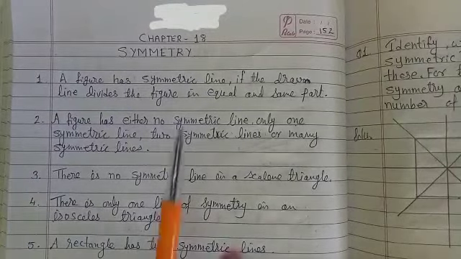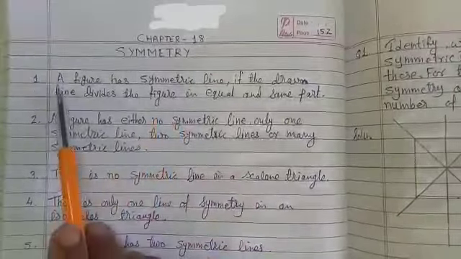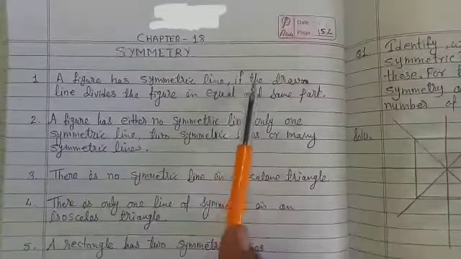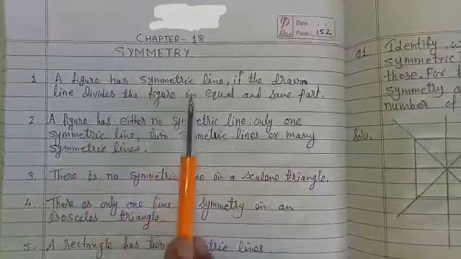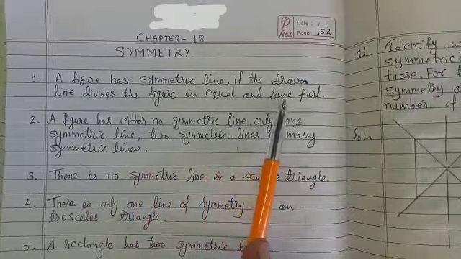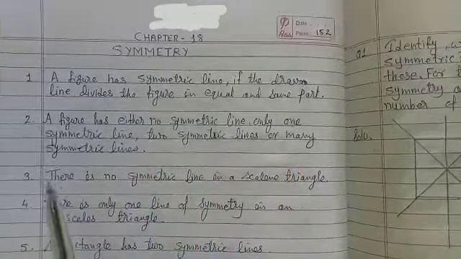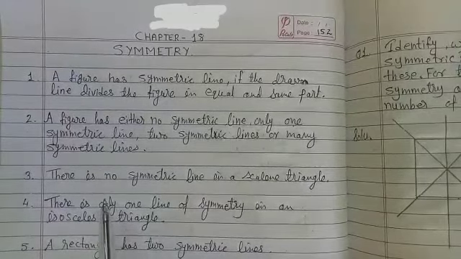Good morning children. Today we'll start with chapter 18, that is symmetry. What is the meaning of symmetry? A figure has a symmetry line if the drawn line divides the figure into equal and same parts. That means a figure that can be divided into two equal parts is called symmetrical.